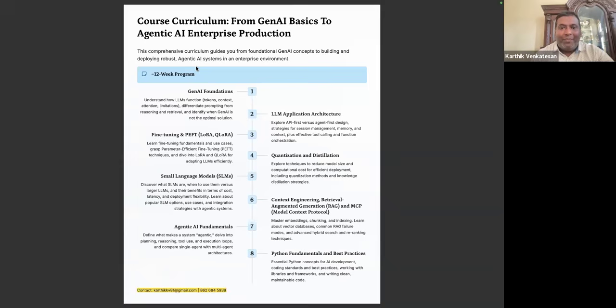Foundations, application architecture, fine-tuning, LoRA, QLoRA, DoRA, something recently introduced, small language models, how to build for edge devices, and then context engineering, how to deploy open source Llama or any other open source LLMs and customize it for your use case, how to use Hugging Face models, Agentic AI fundamentals, Python fundamentals. Some people were asking, oh, I don't know Python or any coding. I don't have experience. So can I do this?